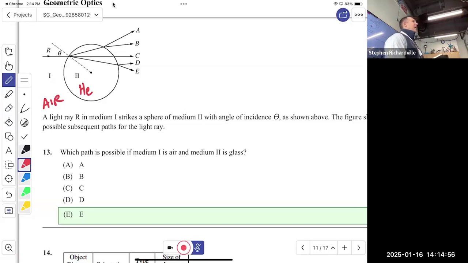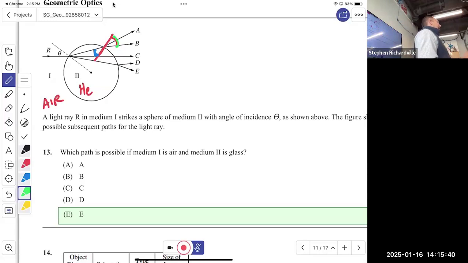A. The thing with B though, I like where your head's at with B, but remember, it's always measured to the normal. So this angle is actually smaller than this angle. If I'm going from helium back into air, it should actually get closer, so it would be reversed. So angle blue is smaller than angle green, which would be fine for going from air into helium. My point is sometimes they'll reverse it on you.